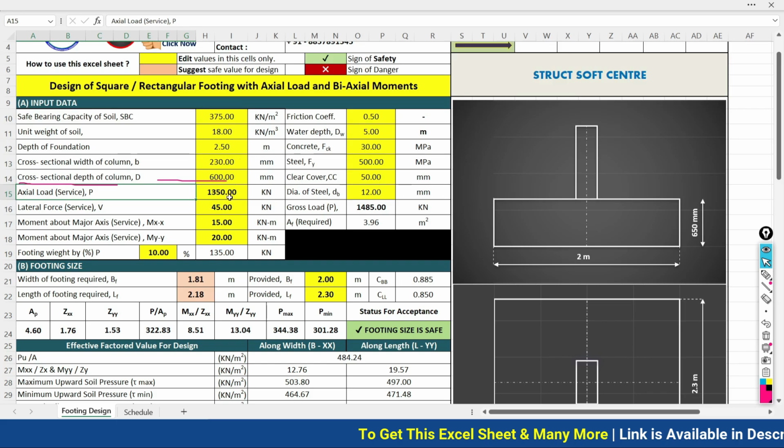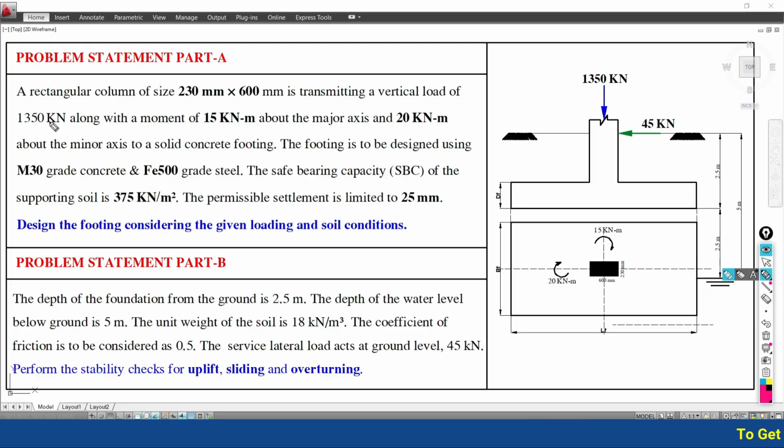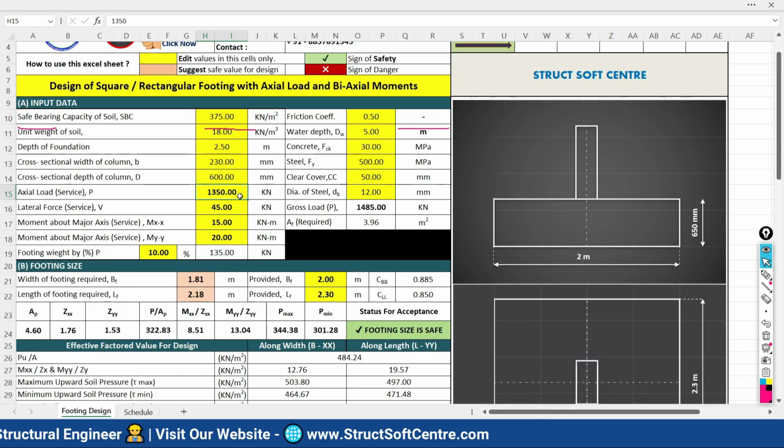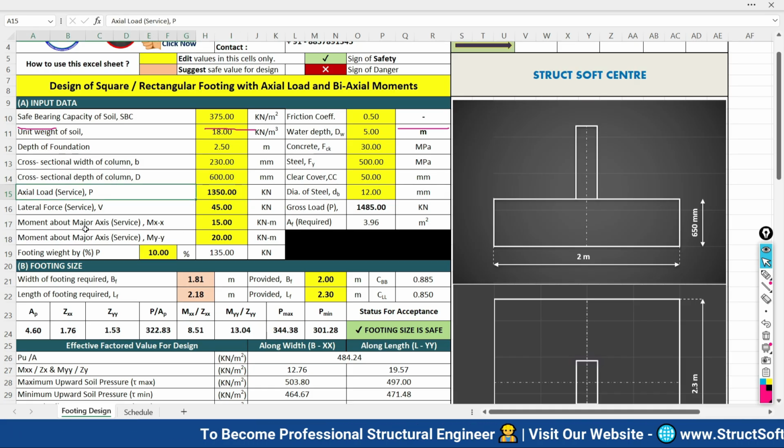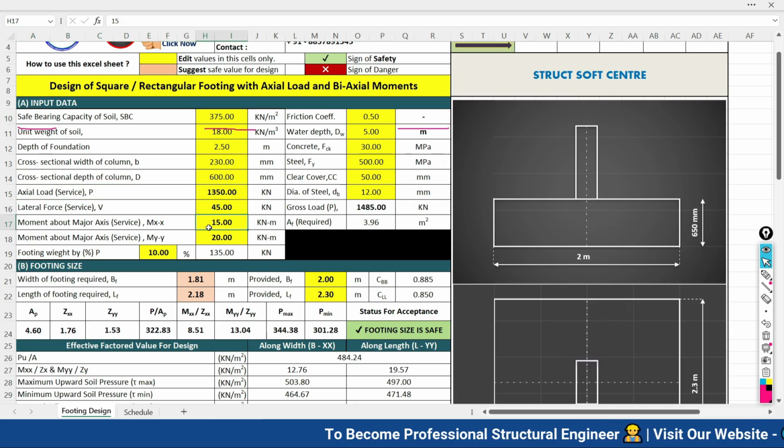Thereafter, load definition. Here you have to set the definition of the load. In our problem statement, we have been given that the axial load over the foundation is 1350 kilonewton, the moment about the major axis is 15, and the moment about the minor axis is 20. So I am going to define both of these here. 1350 kilonewton is your service axial load, moment about major axis 15, and moment about minor axis 20.